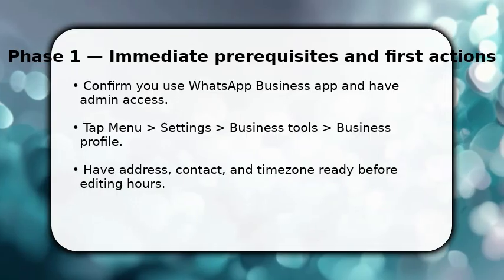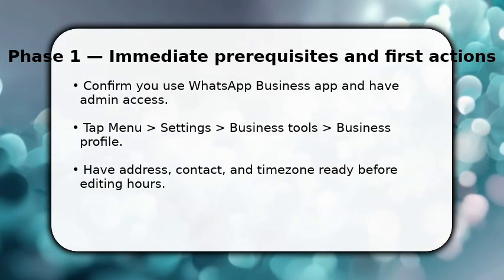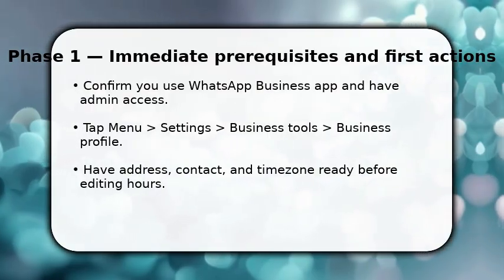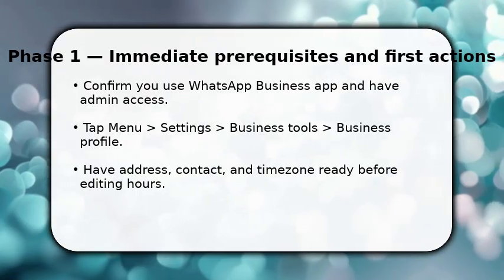You begin in the WhatsApp Business app. Open it and go straight to Settings, then Business Tools. Tap Business Profile to edit hours. Once you're in, locate Opening Hours or Business Hours. This is where you'll change availability.